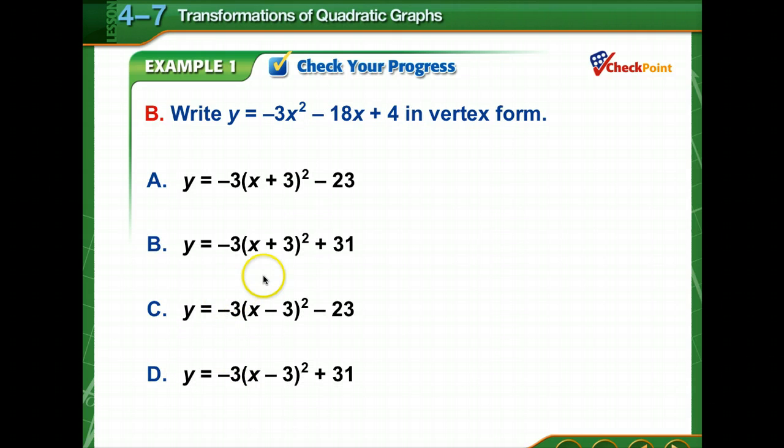Let's try another one. This one with a not equal to 1. Okay, so we're going to factor out a negative 3. That's going to leave us with x^2 + 6x. Take half of 6, which is 3, and square it. So (x + 3)^2, and then to the 4, we're going to have to add a negative 3 times a negative 9. That will give us y = -3(x + 3)^2 + 31.